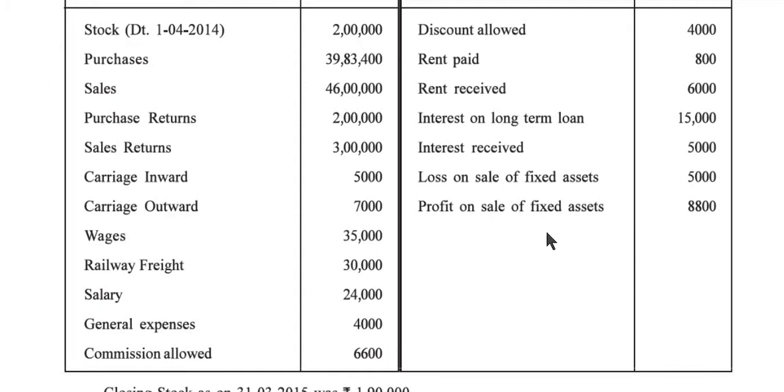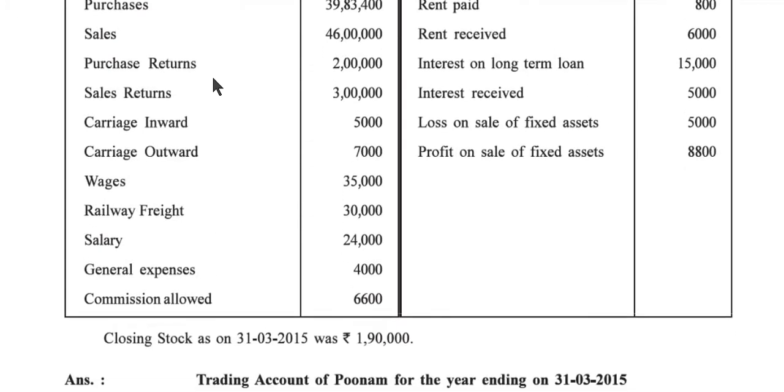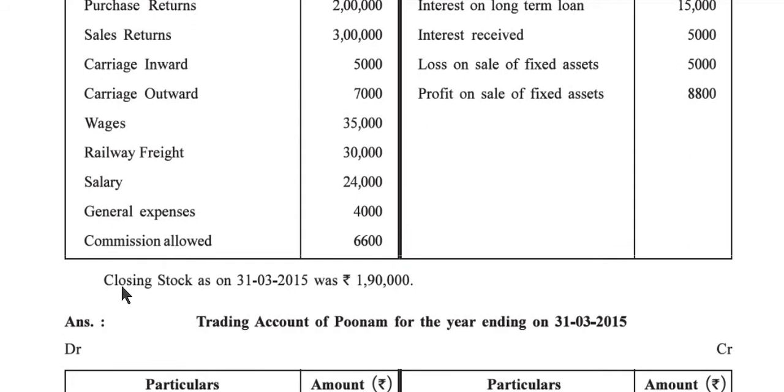Here in this trial balance, purchase return, sales, all the things are given. It means we have to prepare the trading account and the profit and loss account, both accounts. And afterward additional information is given: closing stock on 31st March 2015 was rupees 1,90,000.